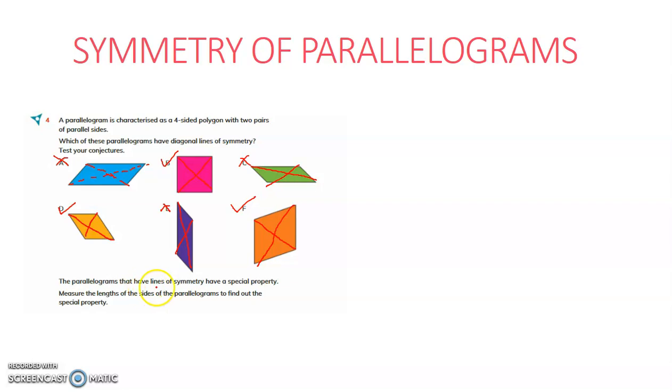So the parallelograms that have line of symmetry have a special property. Measure the length of the sides of the parallelogram to find out the special property. So the special property is they have the same length in the sides.